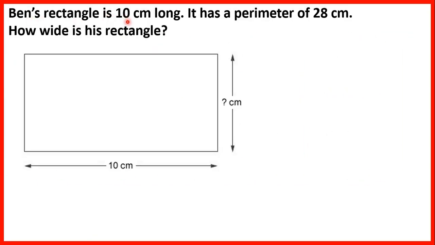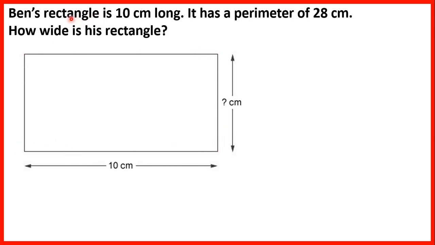Ben's rectangle is 10 centimetres long. It has a perimeter of 28 centimetres. How wide is his rectangle? So the perimeter is the distance or length around the outside of a shape.